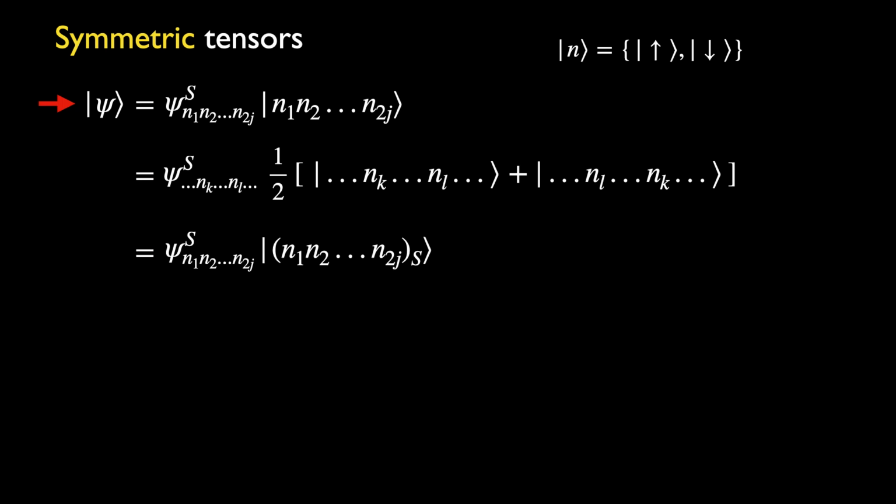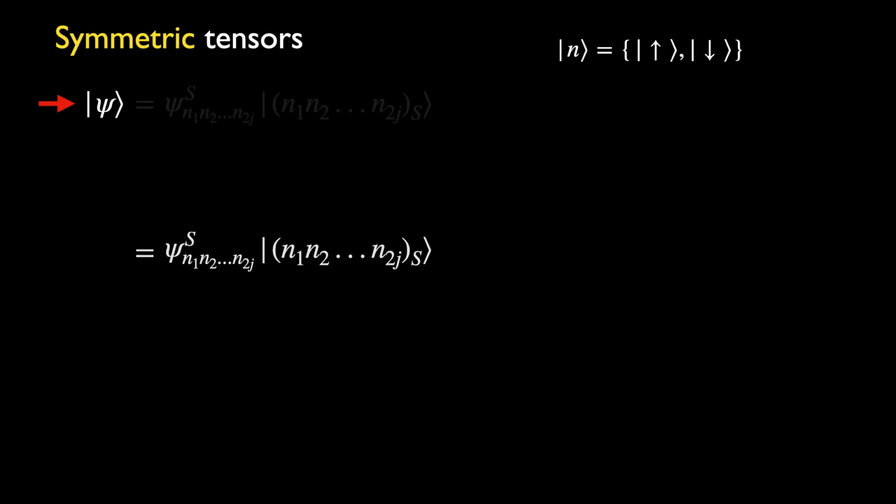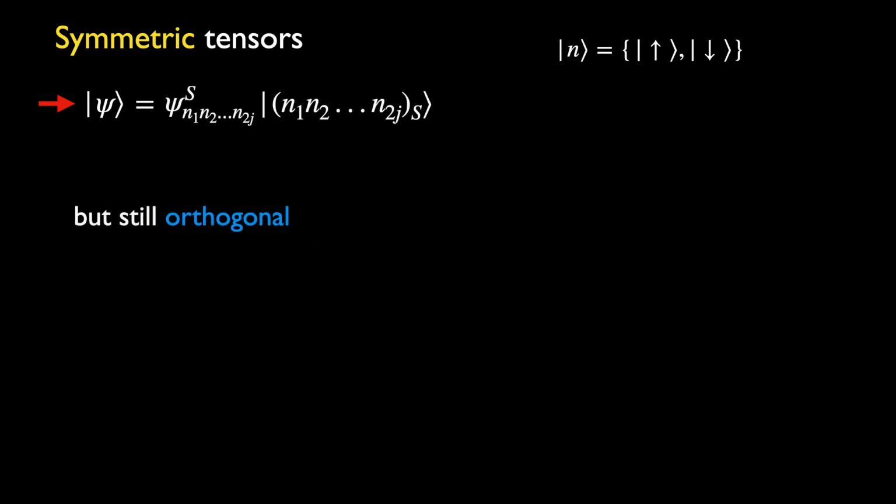We indicate this symmetrization by this bracket. Similar to the two-particle case, this basis may not be normalized, but different states are still orthogonal to each other. For example, for 3 spins.